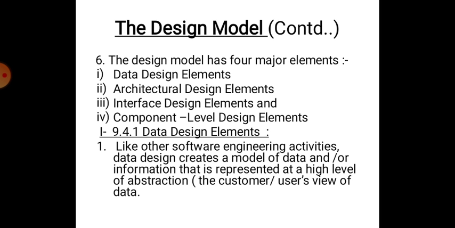The design model has 4 major elements. 1. Data design elements. 2. Architectural design elements. 3. Interface design elements. And 4 is component level design elements. So students, in the design model you will have 4 major elements. One speaks about the data design. Second is the architectural design elements. Third is the interface design elements, and fourth is the component level design elements. All these we will study individually. First we will take up the data design element.